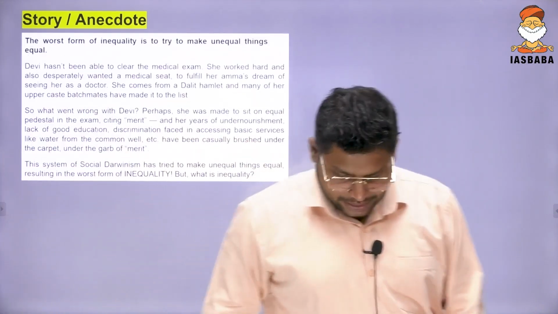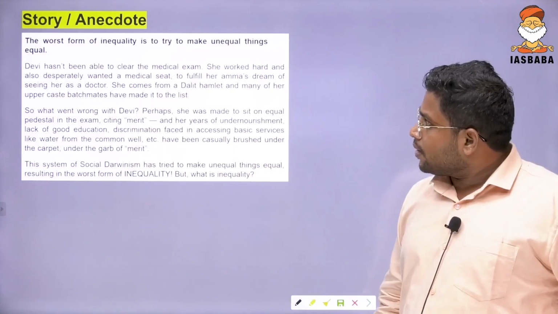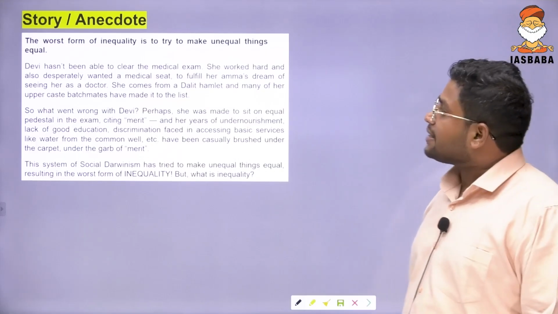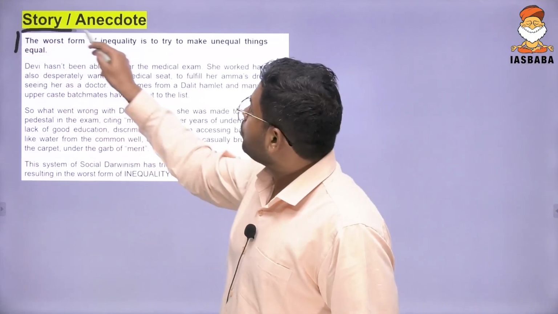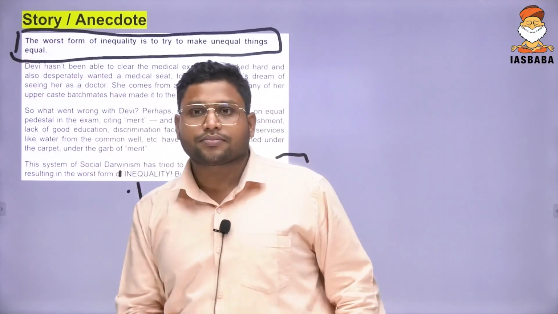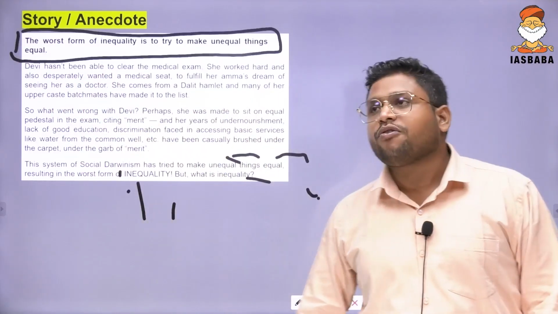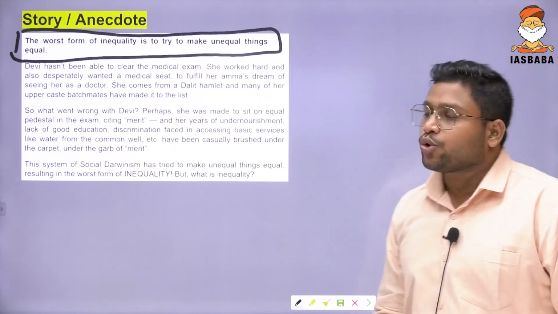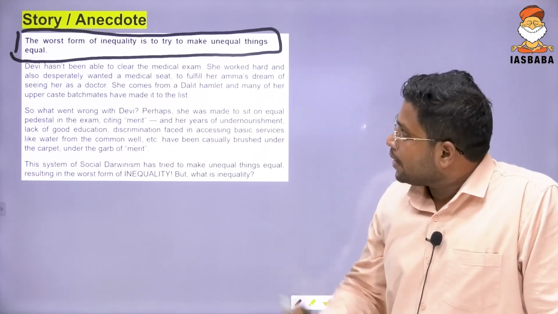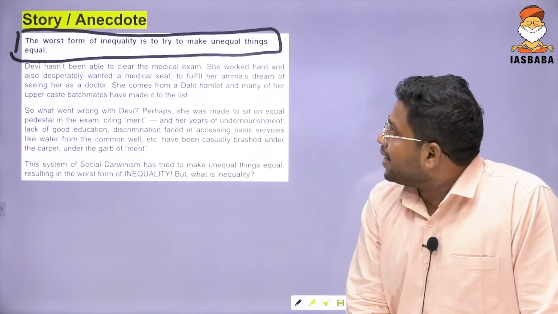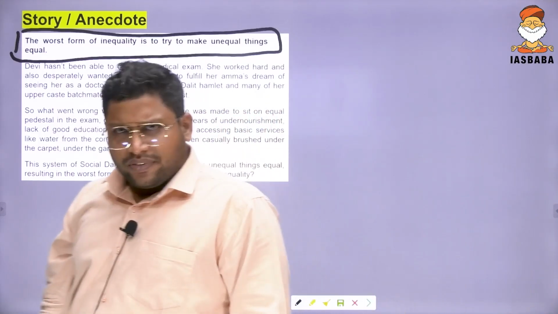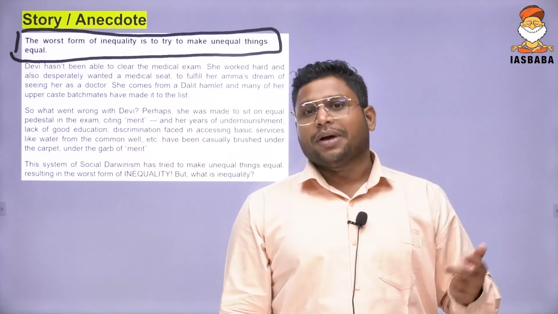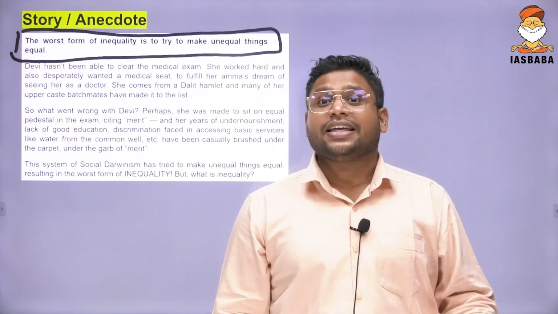Now, apart from this, some other examples if I have to take. This one. The worst form of inequality is to try to make unequal things equal. First of all, can you understand the meaning of this quote? Yes or no? The worst form of inequality is to try to make unequal things equal. Are you able to comprehend the meaning of this particular quote? Very basic. We talk about equality, inequality, and we talk about this idea that equals should be treated in an equal manner. Unequals should not be treated in an equal manner.